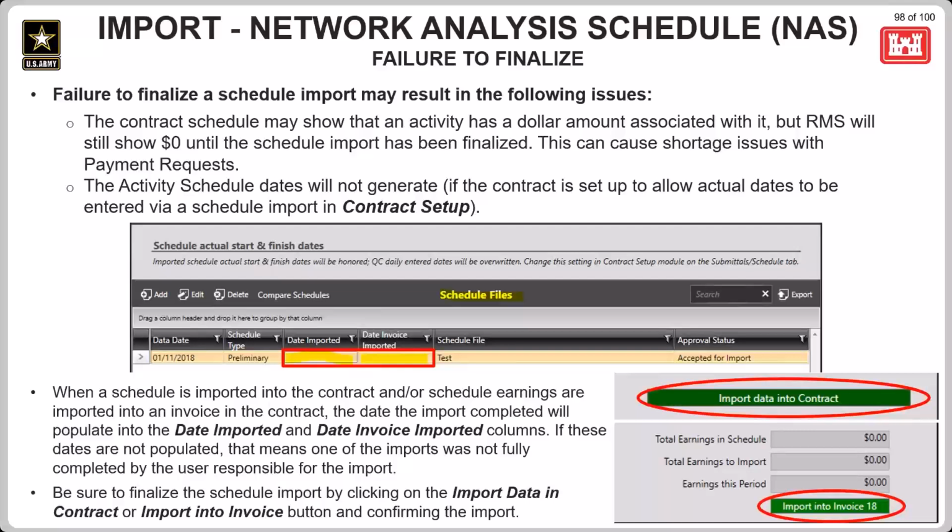Also, if there is a date in the date invoice imported column, but no date in the date imported column, then that payment is going to be incorrect and will need to be redone since, as I just mentioned, the most current schedule data was not imported first. The schedule import into contract will need to be completed first, and then the import into invoice will have to be redone as well. That will correct the improper request if that happens.